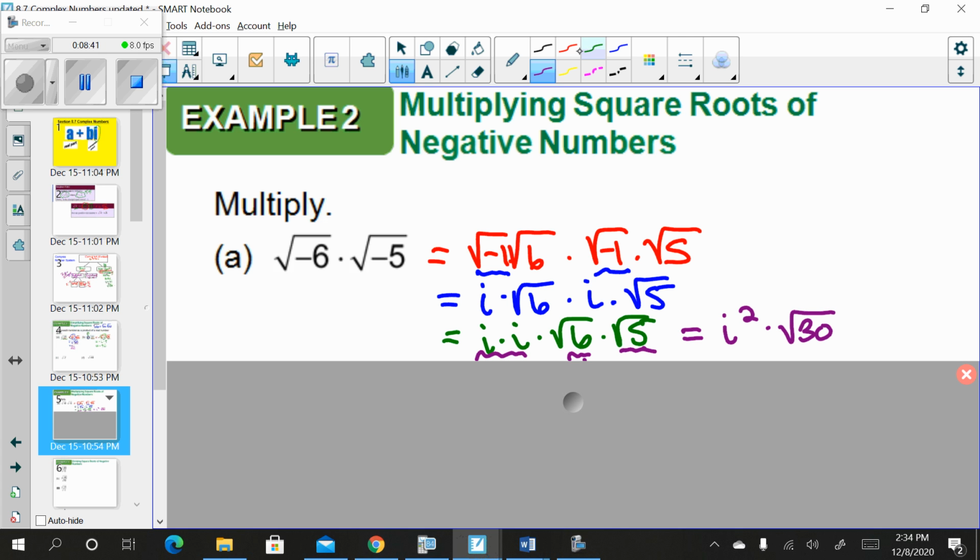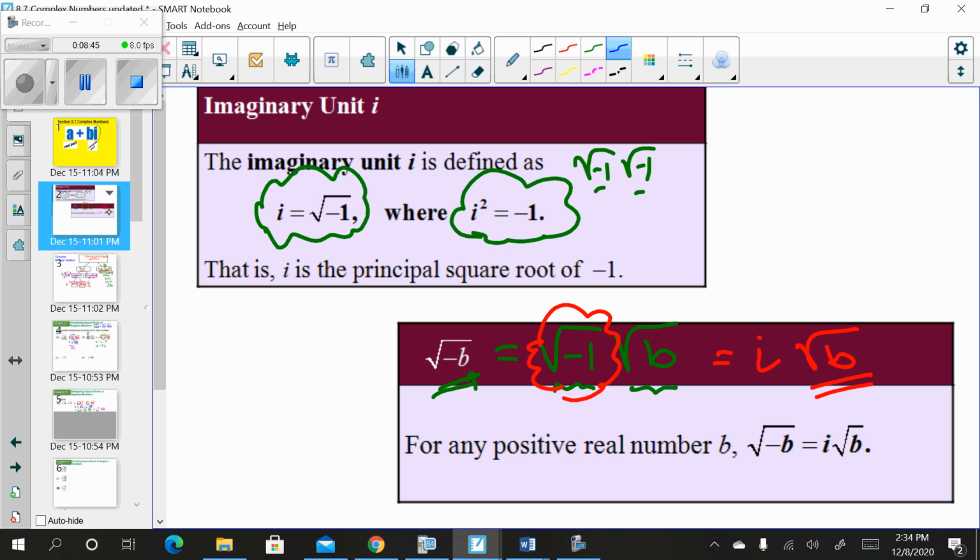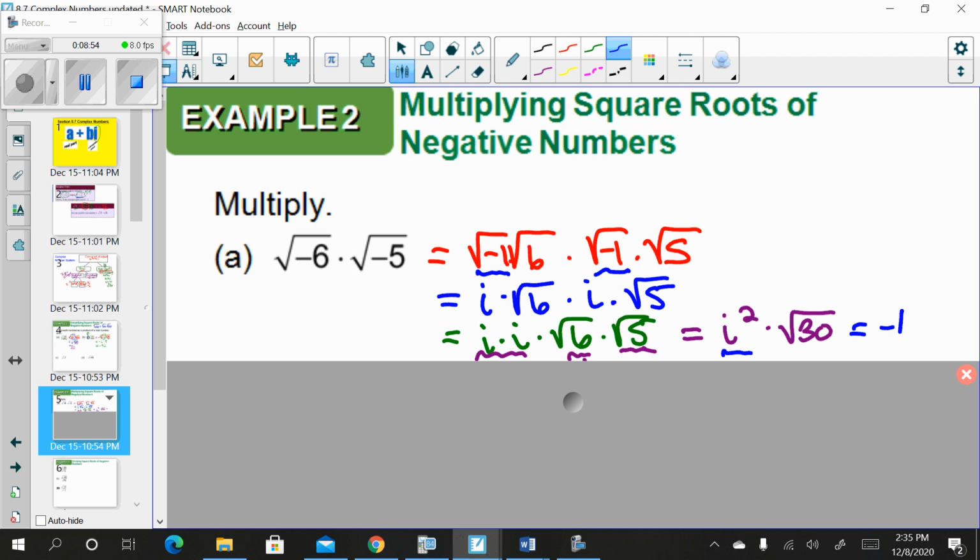And then I'm going to take a look and see if I can do anything with either of these. i squared, let's go back to our definition here. i squared is the same as -1. It's the square root of -1 times the square root of -1, which is -1. So I can actually do something with that. That's going to be -1.